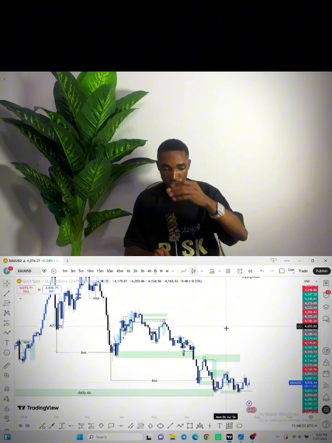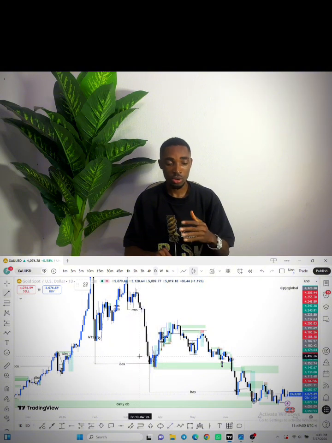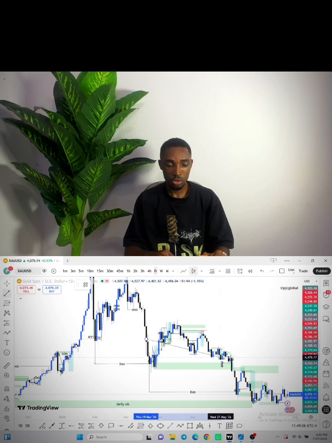So gold has been creating a series of lower low, lower high, lower low, lower high, lower low. Gold broke this particular zone here. Gold broke this particular low here to give us a break of structure.